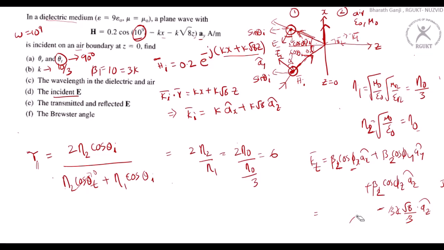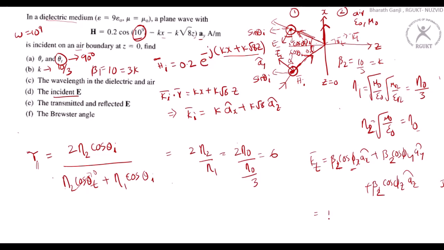Okay, and if you calculate the value of beta 2 here, beta 2 is nothing but omega times the square root of mu naught epsilon naught into the square root of mu r1 epsilon r1, which is 1, so that is beta 2. Omega is 10 to the power of 9, and the square root of mu naught epsilon naught is 1 by 3 into 10 to the power of 8, so this is basically 10 by 3. So I can say your beta 2 is exactly 10 by 3, or I can say it is equal to k.